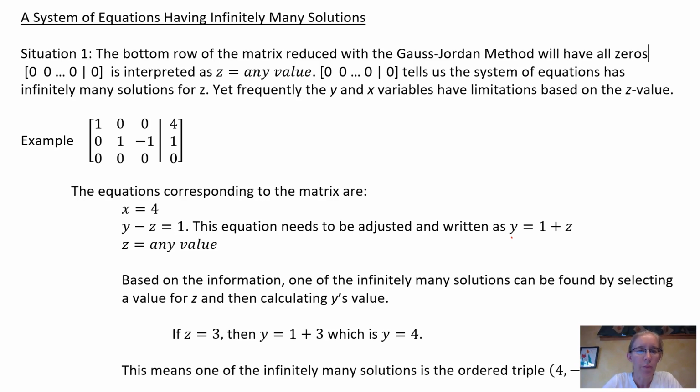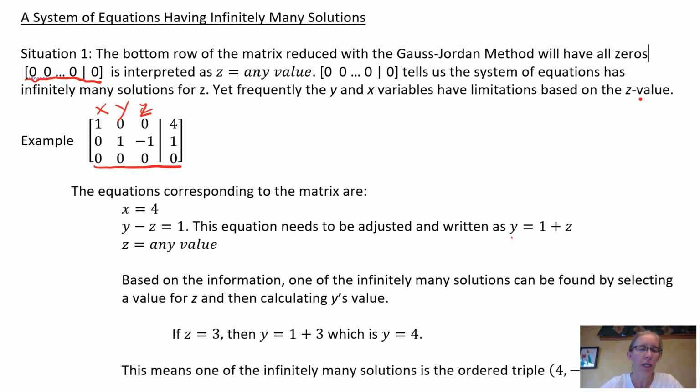In situation 1, the bottom row of the matrix reduced with the Gauss-Jordan method will have all zeros. So the bottom row has zeros completely on the left and the right of the augmented line. This is interpreted as z equals any number. Now it's z in this case because my system of equations has 3 variables: x, y, and z. That third row is representing what z equals. So z is going to be any value.